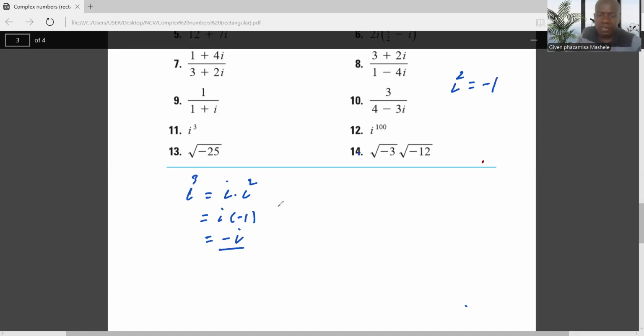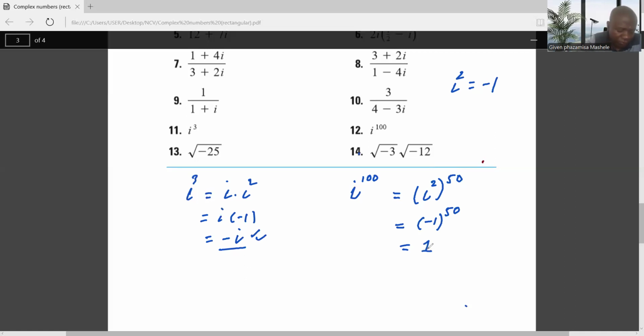So now let's look at this. This is i to the power of 100. And 100 is an even number, which means this is the same as i squared to the power of 50. It was 50 times 2, it's 100. And now, what is i squared? i squared is negative 1. So what is negative 1 to the power of 50? Obviously, the answer would be 1.